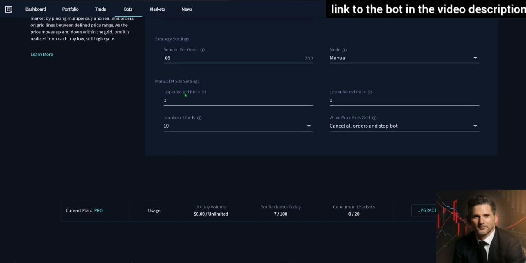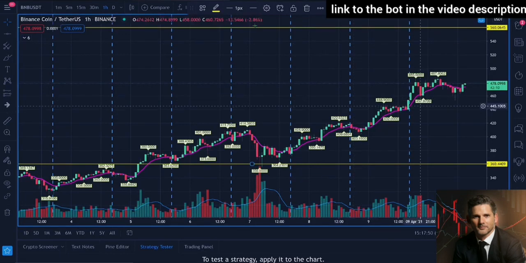So for my upper price range and lower price range, I need to look at a chart of BNB to determine where I want those to be capped off at. So I jump over to TradingView and look at a current 1 hour chart of Binance, and I typically shoot for prior support on the lower end, and normally on the upper end I'd go for prior resistance. However, given the current price action of the BNB token, I'm towards the top of my range, and I want to give the bot some room to maneuver.